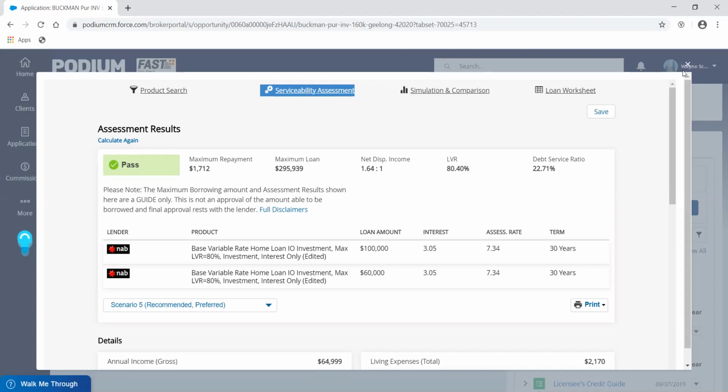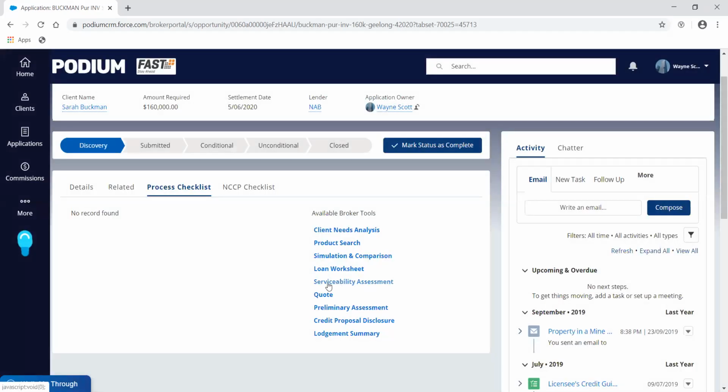All right, we've saved this. We have now completed a serviceability assessment for Sarah Buckman. We've completed the 5th stage of the 9 that we need to go through. So on that basis, we will end our video here, and now you can look out for the video on the quote for Sarah Buckman. Thank you again, and we'll talk shortly.